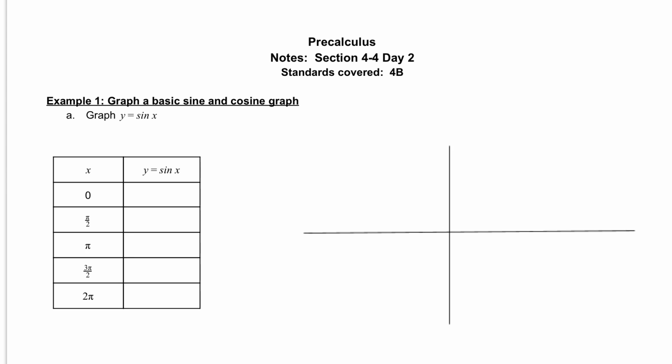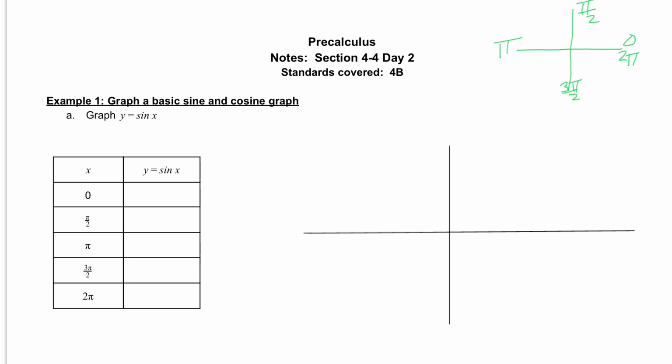So the first thing we're going to do is we're just going to plug numbers in. So we're going to plug in 0 for x, we'll plug in pi over 2, and so forth. Now when we plug that in, we're using that unit circle. So let's draw that out. Just so you remember, here's 0. Up here is pi over 2, here's pi, here's 3 pi over 2, and all the way around is 2 pi.